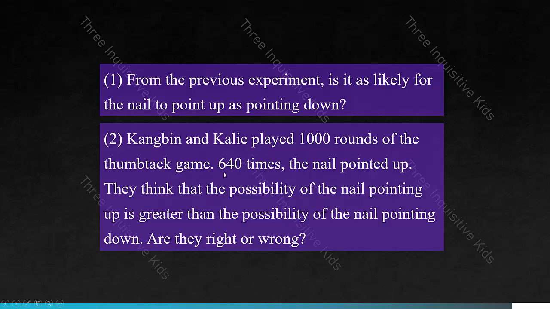640 times the nail pointed up. They think that the possibility of the nail pointing up is greater than the possibility of the nail pointing down. Are they right or wrong? Well, if after 1,000 rounds and 640 times the nail pointed up, then it means that the possibility of the nail pointing up must be greater because 640 is more than half of 1,000.